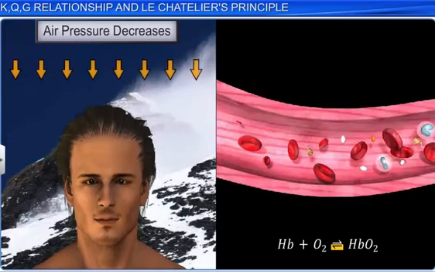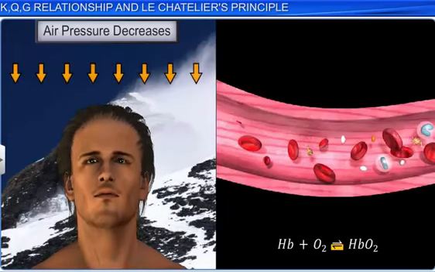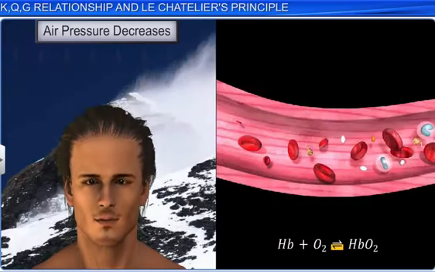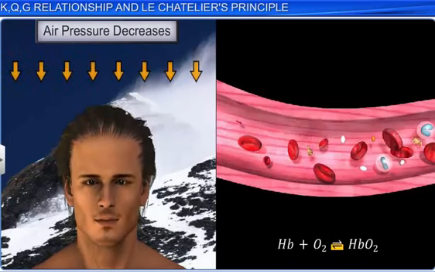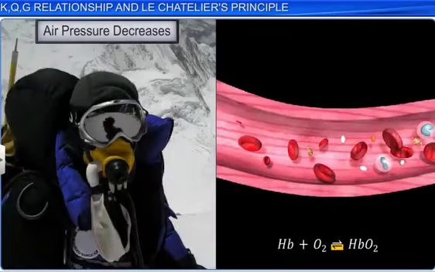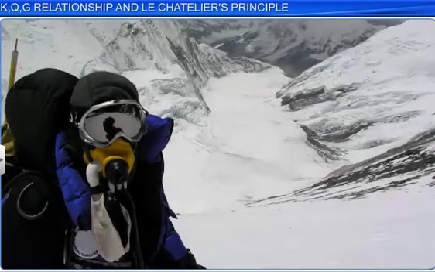Due to the insufficient supply of oxygen to the body's cells and tissues, a person tends to feel lightheaded. Therefore, to shift the equilibrium to the right, towards oxyhemoglobin, pressurized oxygen has to be introduced from an oxygen tank. Hence, mountaineers carry oxygen cylinders with them when they climb high mountains.